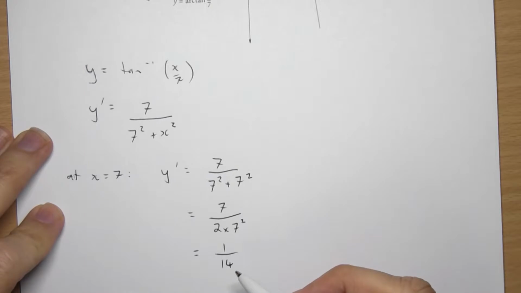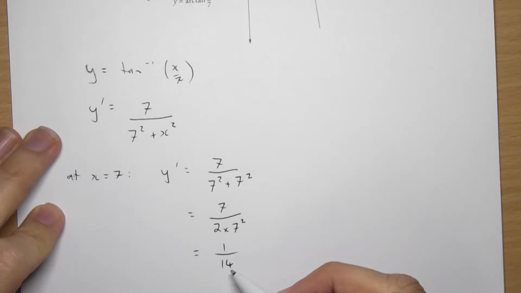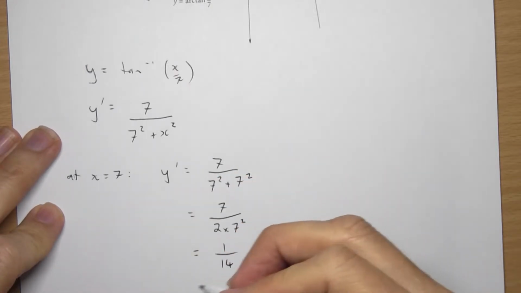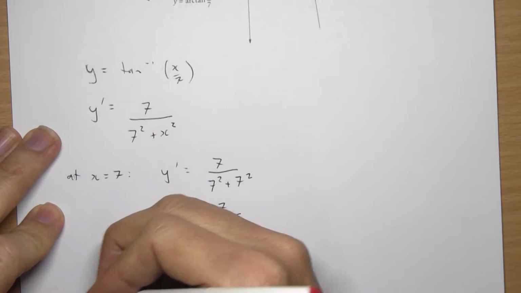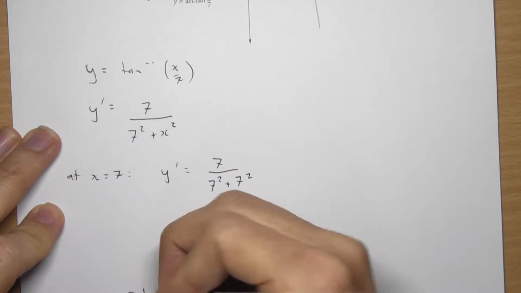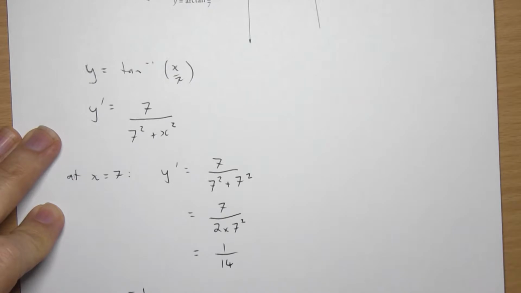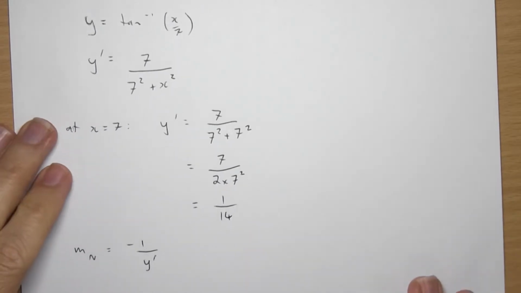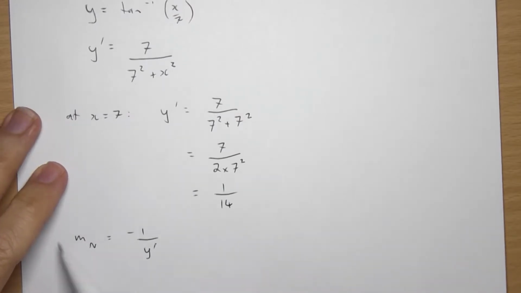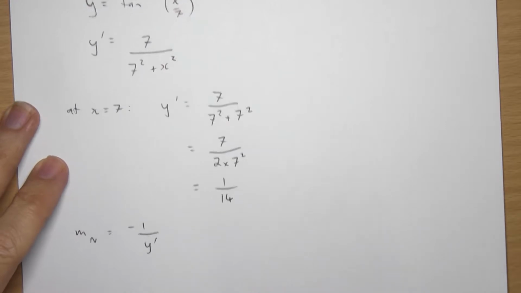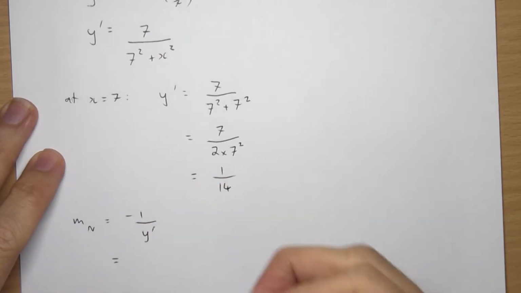Well, if that's the gradient of the tangent, then the gradient of the normal is negative 1 over the gradient of the tangent. Do you remember this relationship? The gradient of the normal and the gradient of the tangent multiply to negative 1. So in this case, the gradient of the normal is negative 14.